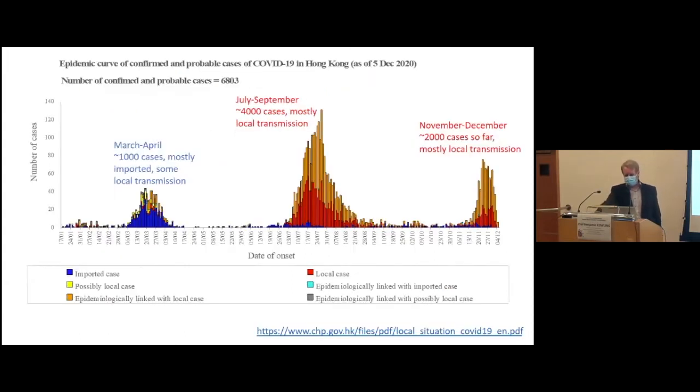So the situation in Hong Kong, we're now in our fourth wave. The first wave was in January and February, which, when I go to the beach and look at the waves coming in, doesn't look like a wave. It looks more like a ripple in a very quiet pond. But anyway, it's called the first wave for some reason.